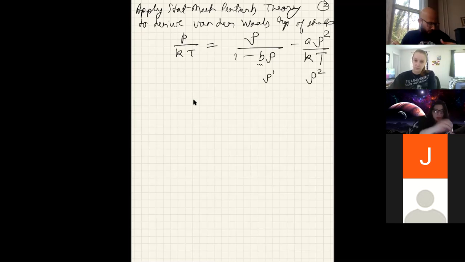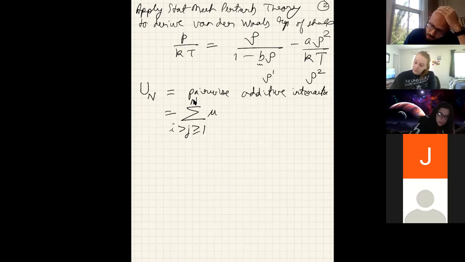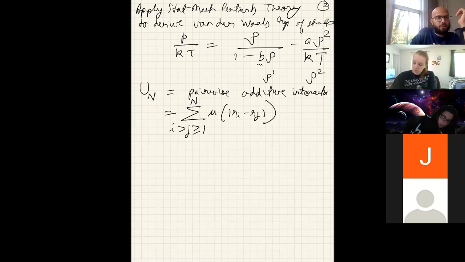To do this, let's consider our full system, which is U, made up of N particles. Let's assume that it is made up of pairwise additive interactions. What do we mean by that? We have seen this in the past. This means the sum over i greater than j, going from 1 up to capital N, of some small u, which is kept the same for all pairs ij. And this itself is a function of the distance between Ri and Rj.